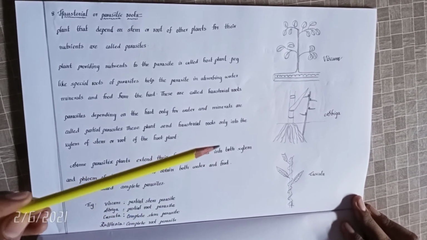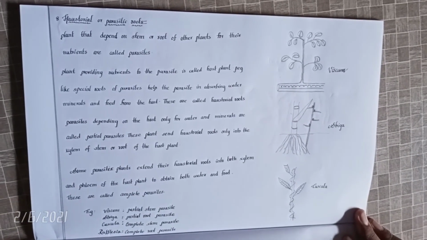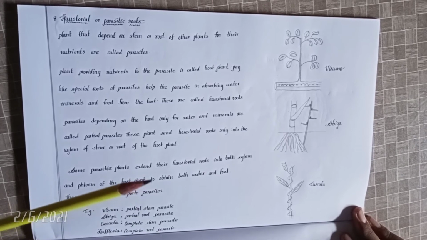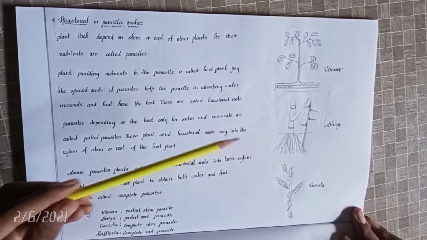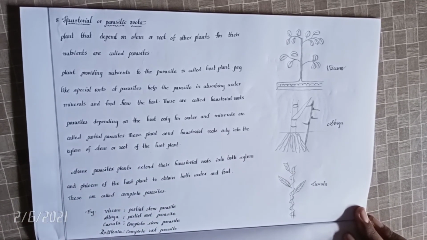From this host plant, these parasites have peg-like special roots. These parasites have the peg-like special roots, and they absorb water, minerals, and food from the host plant, and these are called haustorial roots.